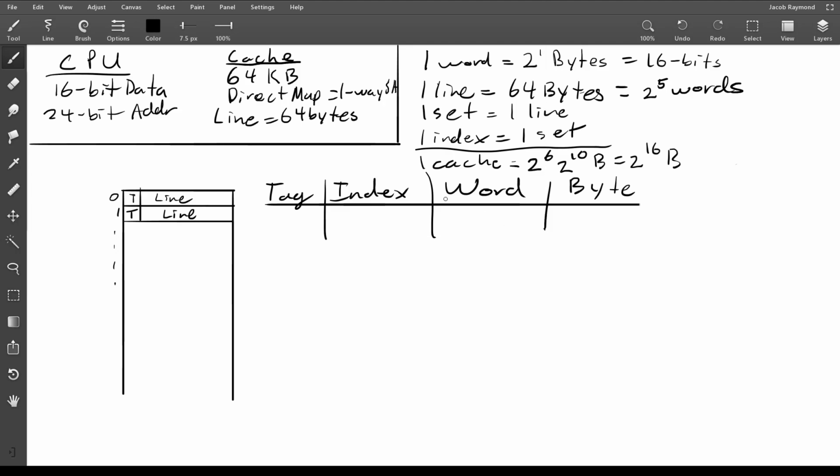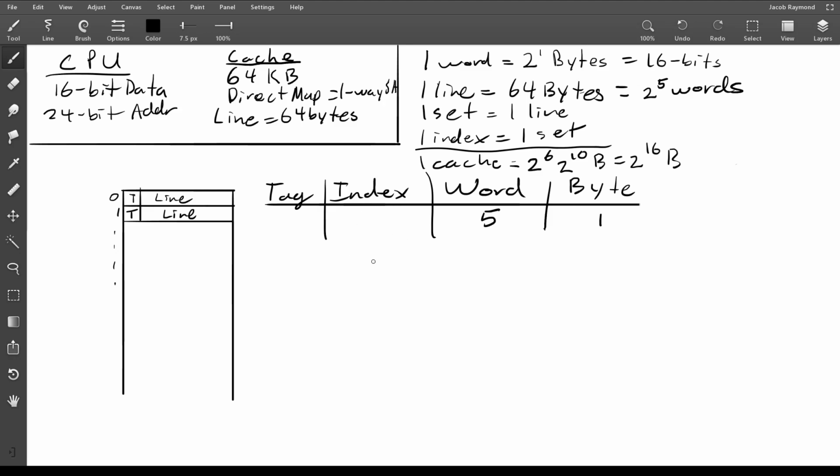All right. So again, we can go ahead and just fill out the word and the byte to make it simple. So the word is the number of bits we need to address a word within a line. There's 2 to the 5 words per line, so we need 5 bits. The byte portion is the number of bits we need to address a byte within a word. There's 2 to the power of 1 bytes per word, so we need 1 bit of information for the byte portion.